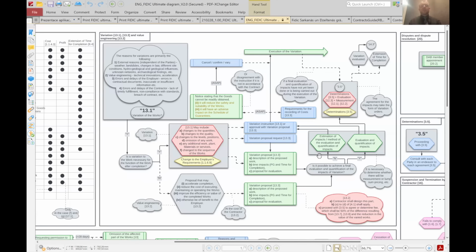The next part of the FIDIC ultimate diagram is a variation. The variation means some changes to the scope of work. When we are planning the works, when we are planning to build something, the plan will never be perfect. It cannot be perfect. We are still people. We are not machines. We cannot plan ahead to think about all of the possible things.